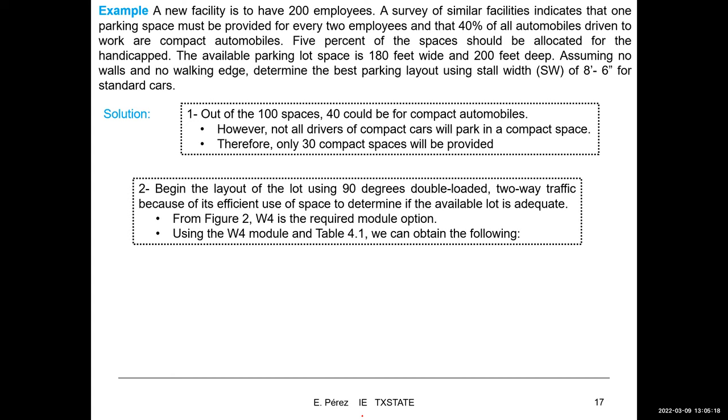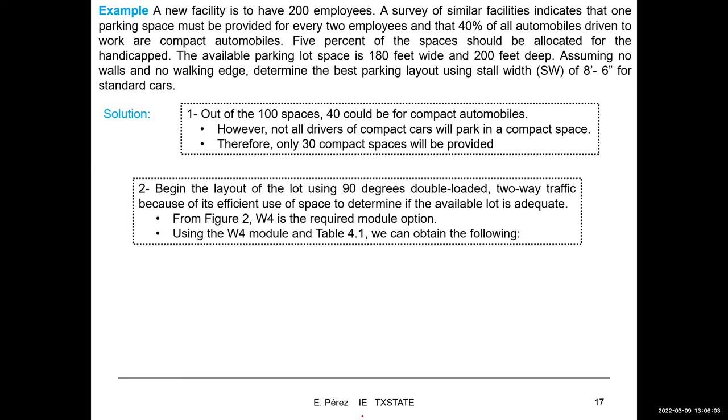5% of the spaces should be allocated for the handicapped. And the available parking lot space is 180 feet wide and 200 feet deep. Assuming no walls and no walking edge, determine the best parking layout using a stall width of 8.5 feet for standard cars. So we have information about the size of the facility. We also have information about the percentage of cars that are compact, and obviously the complement of that percentage is going to be standard cars. And we have information about the stall width, 8.5, and we are designing for standard cars.